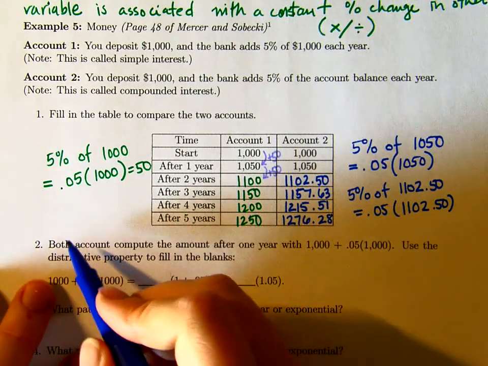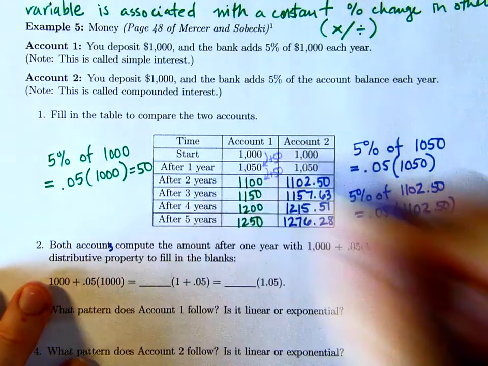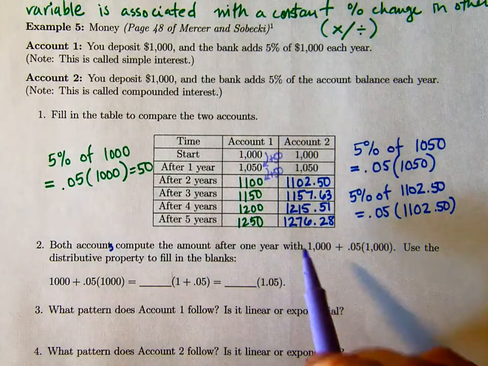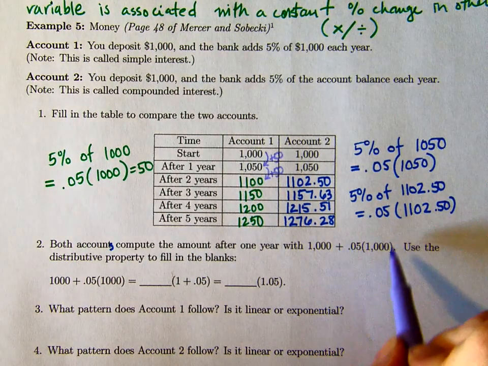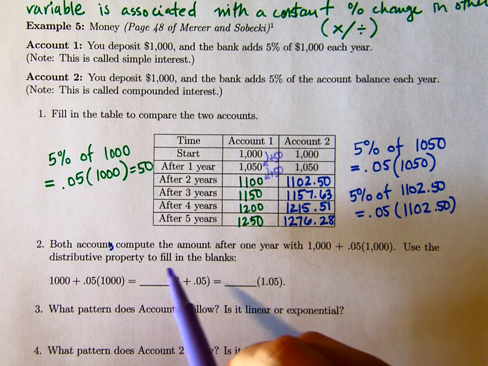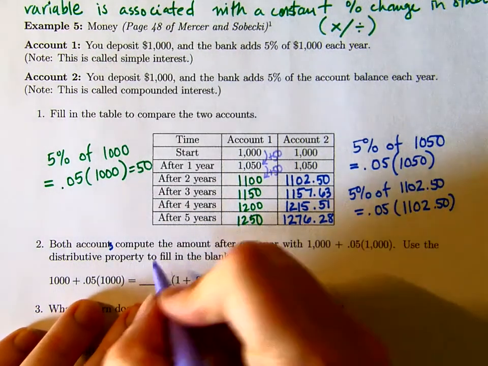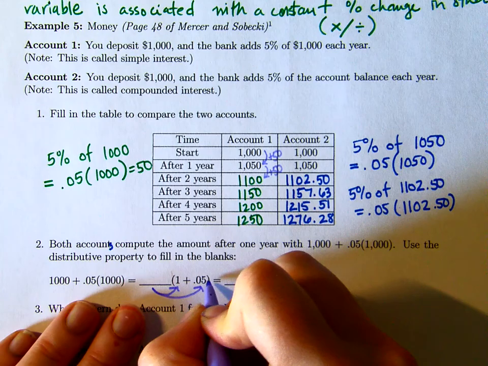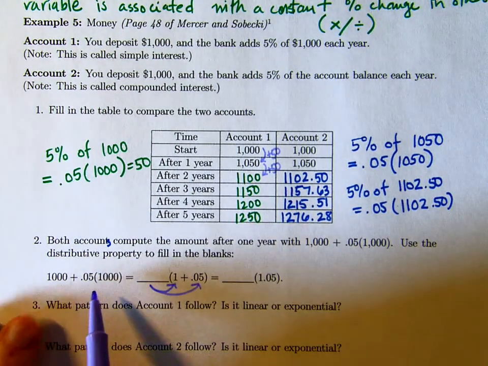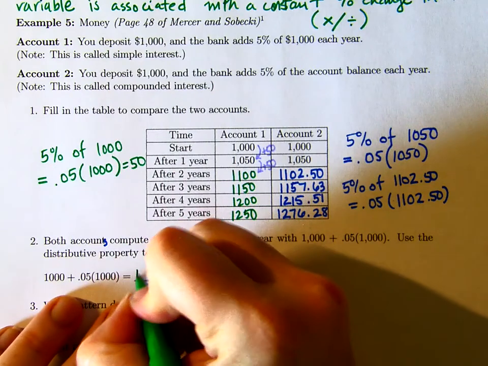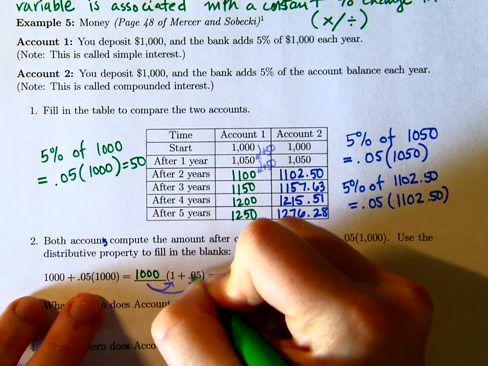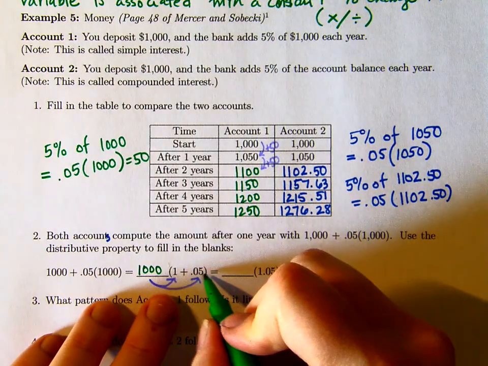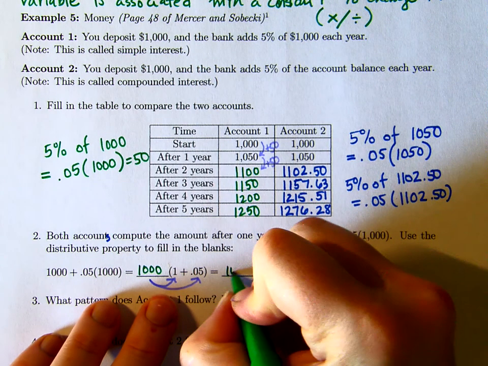Oh, I see a typo. Both accounts compute the same amount after 1 year: a grand plus 5% of a grand. Use the distributive property to fill in the blanks. Okay, well, it looks like the distributive property had happened and multiplied some number times the 1 and times the 0.05. Well, that number was 1,000. 1,000 times 1 is 1,000, and 1,000 times 0.05, there it is. Oh, and then here it looks like they just added 1 plus 5/100ths. So this is still 1,000.